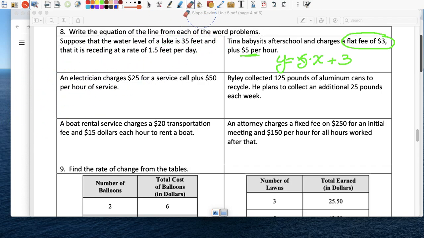Next one: an electrician charges $25 per call plus $50 per hour of service. Well, same thing as the babysitter. It's $50 per hour. Every hour he works, he charges $50, plus, I don't know, $25 he charges for the gas. Maybe he's far away, or it's for the material that he bought. I don't know, but that's a part of it.